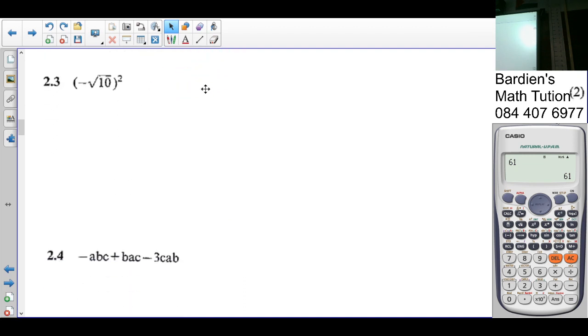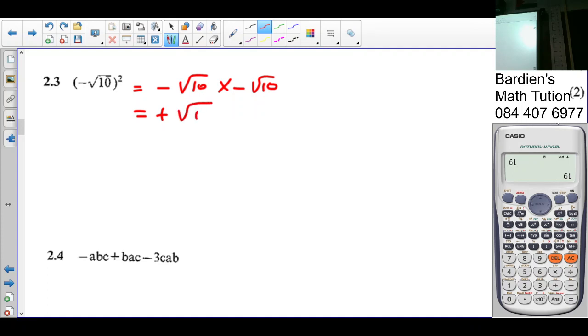What are we going to do here? We've got negative the root of 10, all squared. What's going to be done here? Write it out twice, not so. So it's going to be negative square root 10 times negative square root 10. What's negative times negative? Positive. What's the square root of 10 times the square root of 10? Square root of 100, yes. What's the square root of 100? 10. Yes. Okay, you all agree with that? All understand?